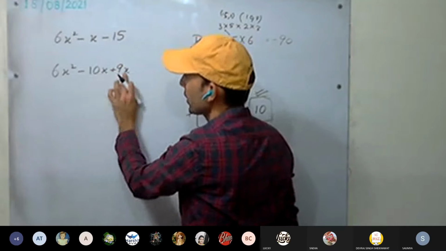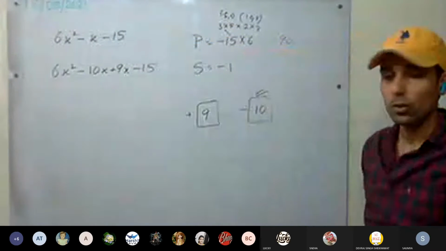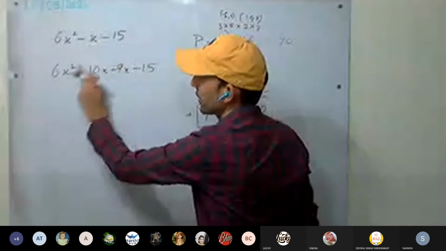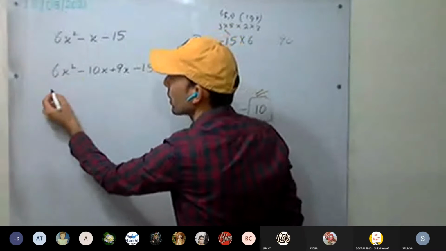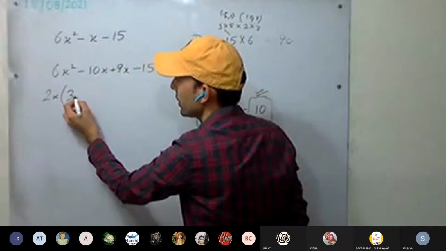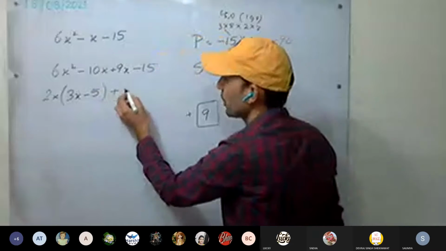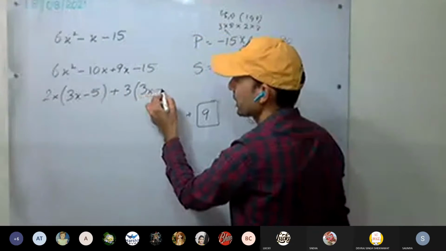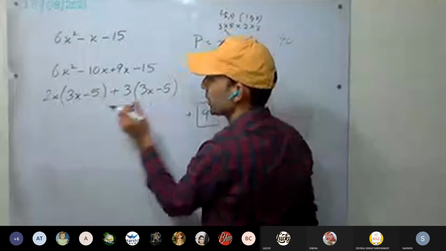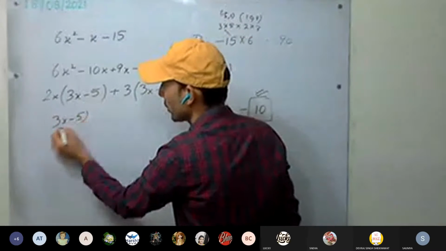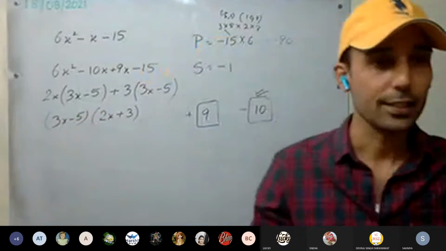Actually, you can see here: minus 10x plus 9x minus x, minus 15. Okay. Now, how many terms? Earlier we were having 3, now 4. So we can group them in 2 terms, 2 terms. So 2x is common. What will remain? 3x minus 5. Okay. What is common? 3. 3x minus 5. Now we have one term, second term. What is common? 3x minus 5 and 2x plus 3. Is this clear to all?